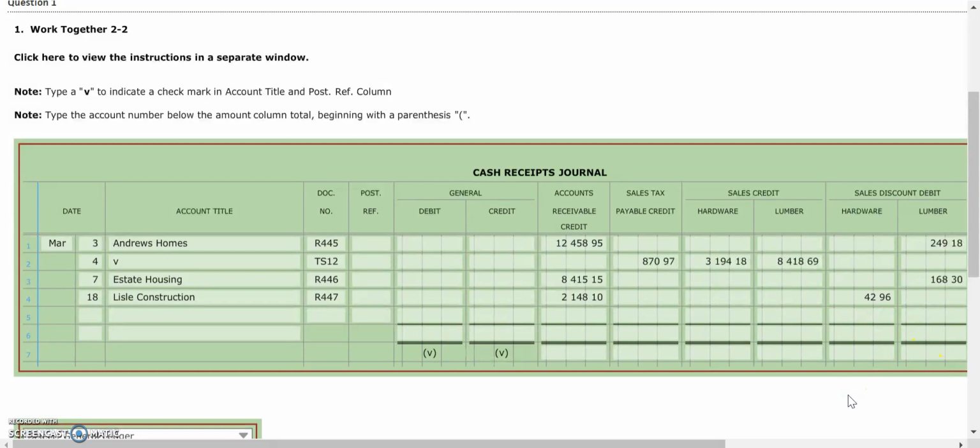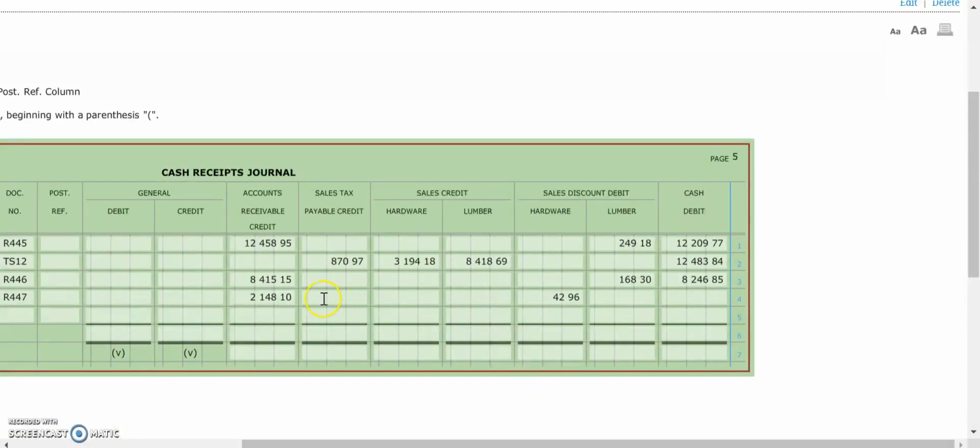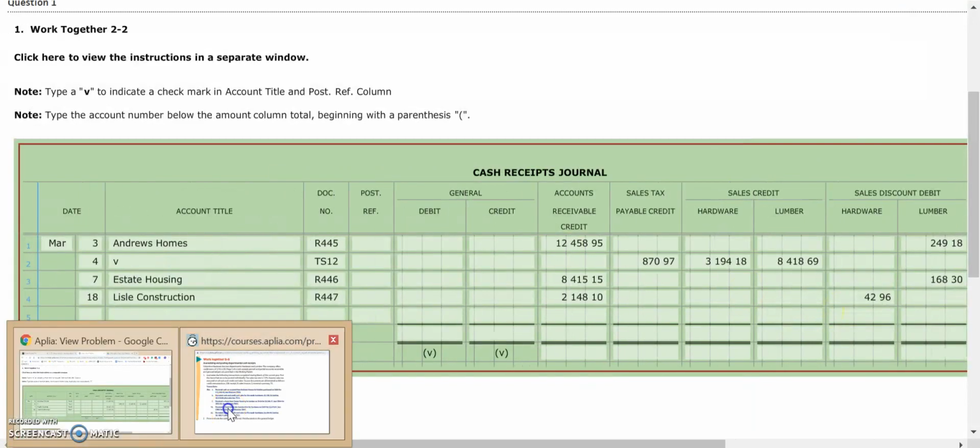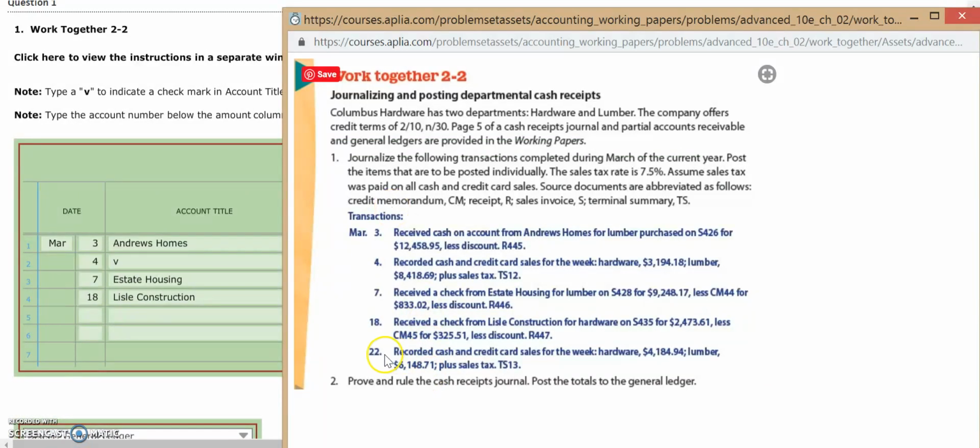So again, just like before, the difference between those two numbers is the total amount of cash that we receive. So we take 2,148.10 and subtract out 42.96. And we get a total of $2,105.14. Beautiful. And our last transaction is on the 22nd.